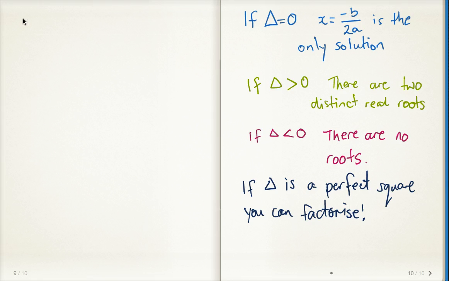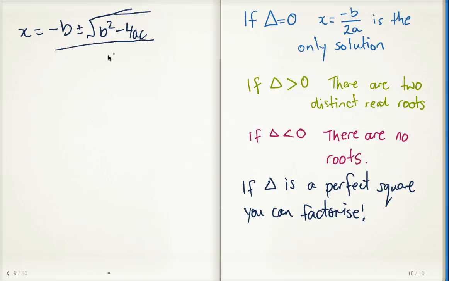The first thing to note is that the discriminant actually comes from our quadratic formula. So we know our quadratic formula looks like this, all divided by 2a. This is our quadratic formula, and our discriminant is this part here. We call the discriminant, it's recognized by a triangle. So this is our discriminant.